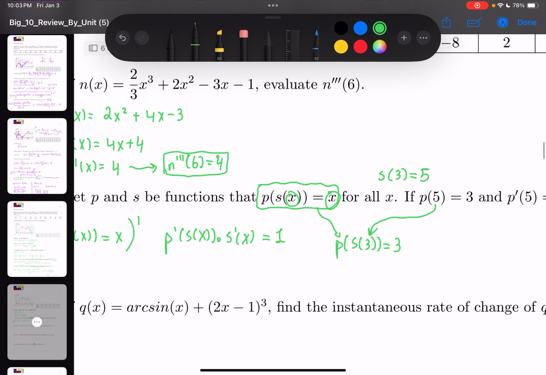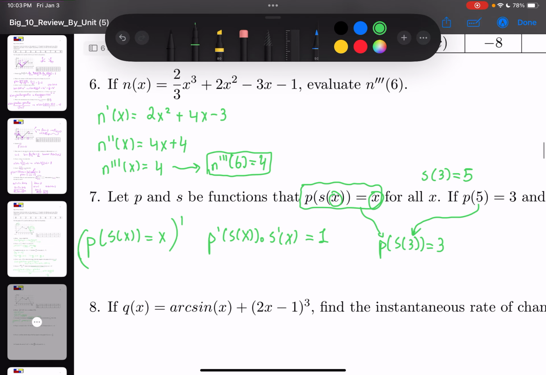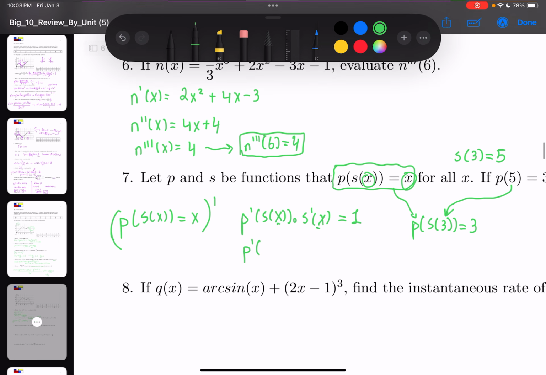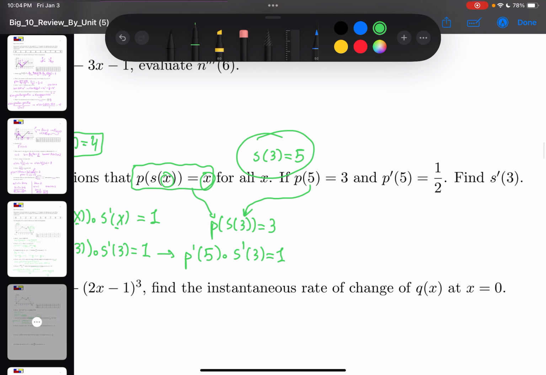Okay, now stay with me. S prime of 3. So we're going to replace every x with 3 over here. So P prime of S of 3, times S prime of 3, is equal to 1. I know that S of 3 is equal to 5 now. So I replace it over here. So P prime of 5 times S prime of 3 is equal to 1. Now P prime of 5 is basically equal to half, so half times S prime of 3 equals 1. So S prime of 3 is equal to 2.